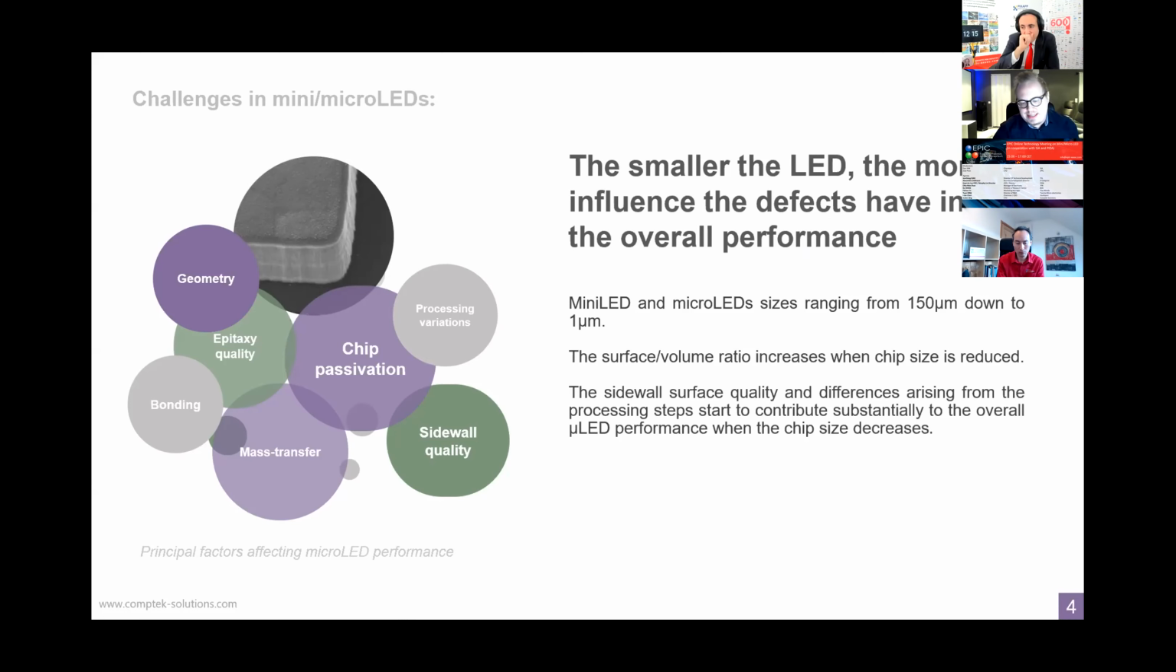But one of the most important factors when you decrease the chip size is actually the sidewall quality. Like we heard, the efficiency goes down drastically when you decrease the chip size, and that is actually because of the defects at the sidewall. And those basically play a very important role in determining the ultimate performance and the efficiency of the micro LED.